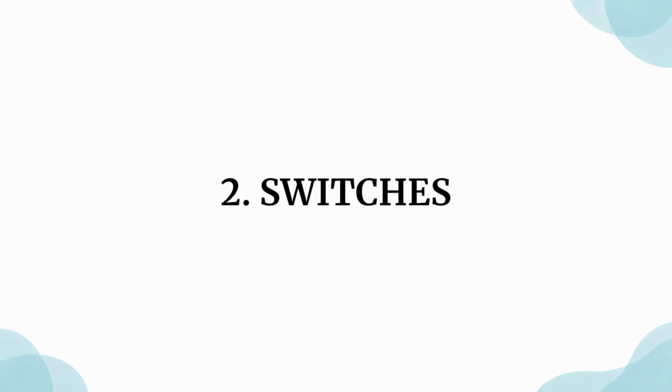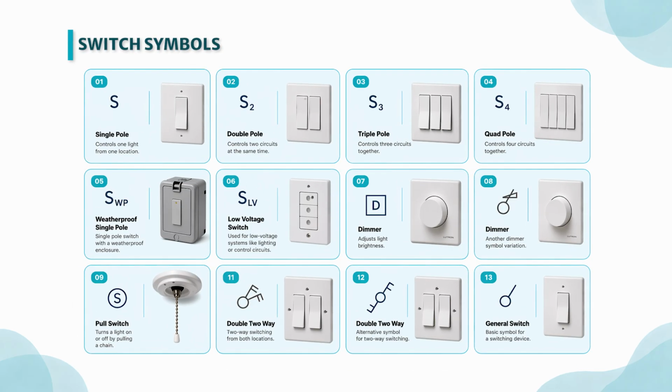Second, switches. The control points for lights and other devices. Switch symbols are mostly letter-based. A single pole switch can be symbolized by the letter S. A triple pole switch is S3. A low voltage switch is SLV. Other switch types are usually shown as a circle plus a line or letter combination.